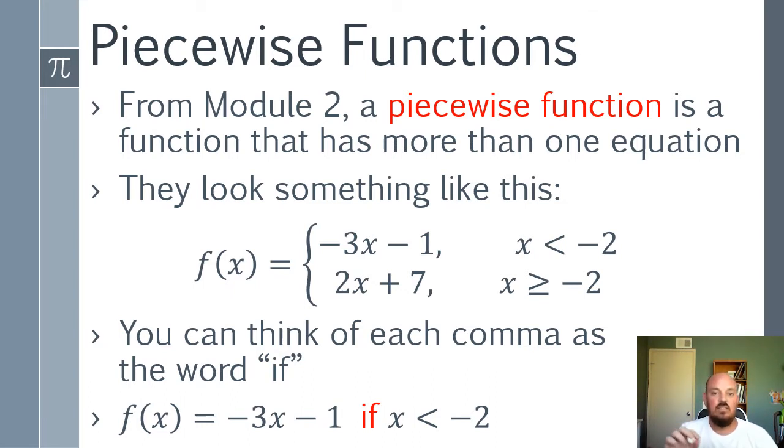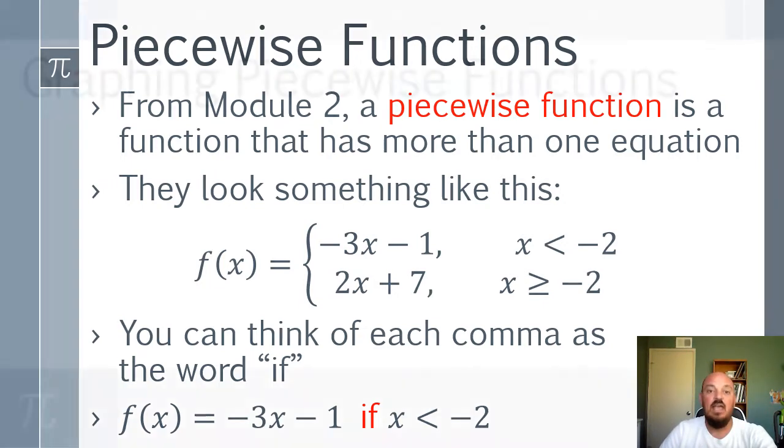Now the second line says f of x equals 2x plus 7 if x is greater than or equal to negative 2. So any number negative 2 or bigger, negative 2, negative 1, 0, 10, 100, a million, any number greater than or equal to negative 2, use the bottom equation. All right, so that's our review. That's what we did the first time through.